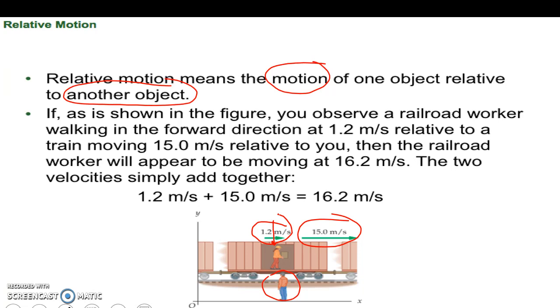When I'm watching that guy walk, he actually appears to be moving 16.2 meters per second, which is adding up the two vectors. If you're sitting on the train and watching it, you only see the guy moving this. But to somebody outside the train, he's definitely going faster.